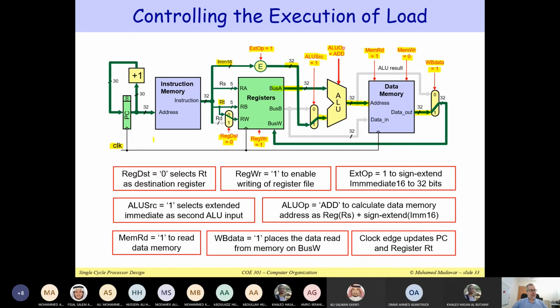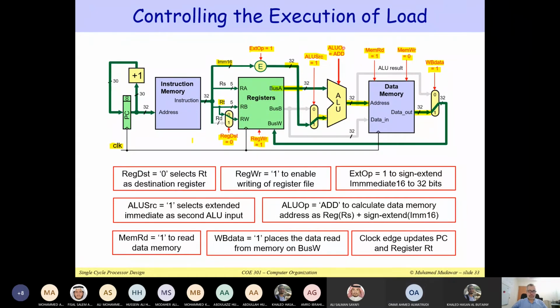The data will come from the data memory because we are going to read the data memory, and the data will be written into the register file, into register RT. So this is why register destination must be equal to 0 to select RT as my destination. Okay, is this clear? So that's for a load instruction.